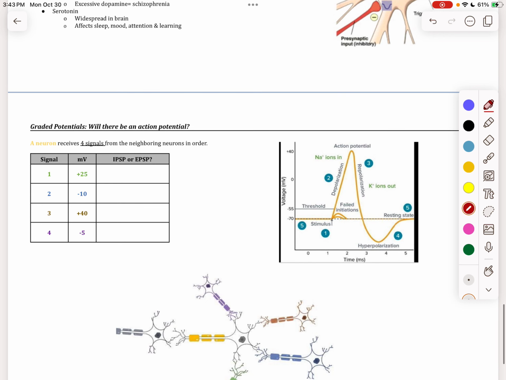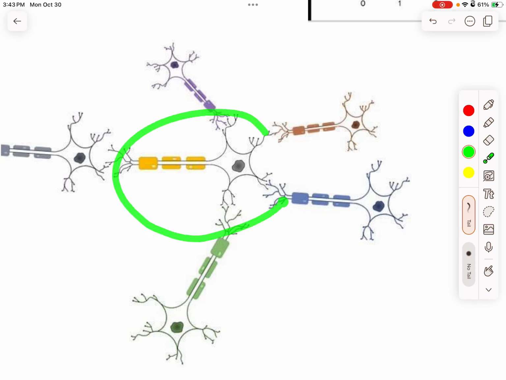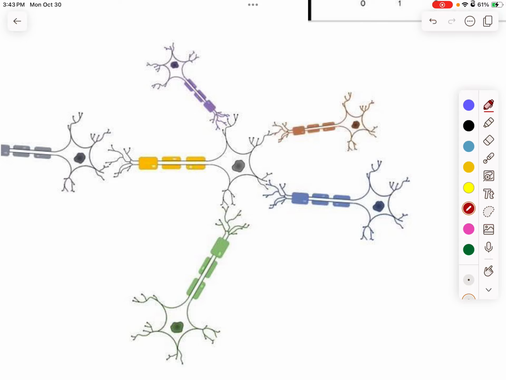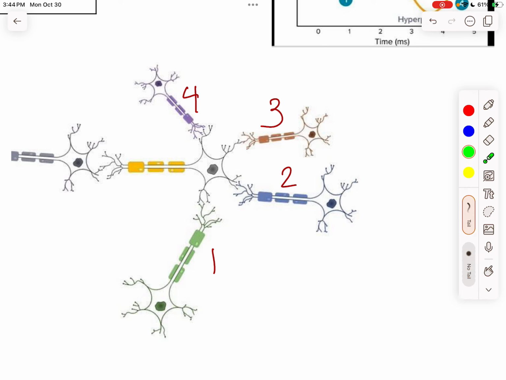Last but not least, I have come to the end, where you might have this thing called a graded potential. Here is your neuron that is going to be passing on an action potential if possible. You have 1, 2, 3, 4 different neurons synapsing with this one neuron in the middle. So you're trying to figure out, will the action potential fire? Will it pass on its signal to the next neuron over here in gray?